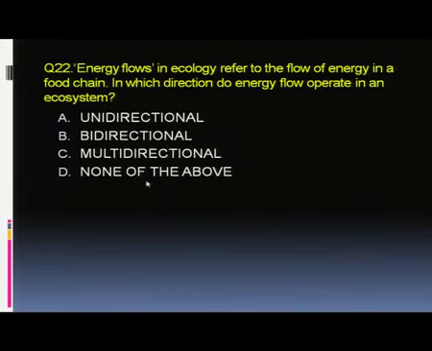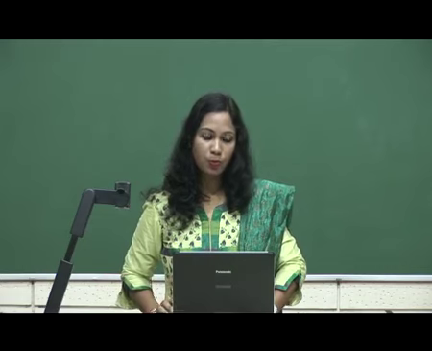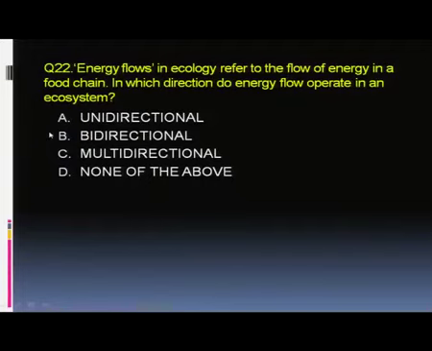Again, if you remember energy flow in ecology, what is the source of energy? The source of energy is the sun. All the energy we are getting is from the sun. Sun is the ultimate source of energy for all the living organisms present on earth, and this sunlight, or the sun's energy, is transferred into chemical energy of food by the process of photosynthesis which occurs in green plants. So, the energy flow will always be unidirectional. The correct option here is A, unidirectional.